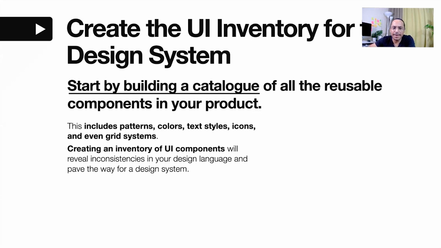So here it could be patterns, colors, text styles, icons, even the grid systems, right? So create an inventory of the UI components. When you're starting, you should first create an inventory of what's there, what has been used in the design. Okay, that is the first thing that you should do.